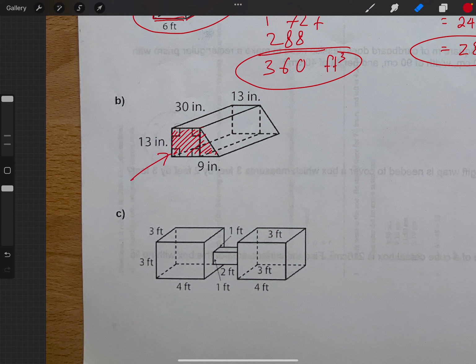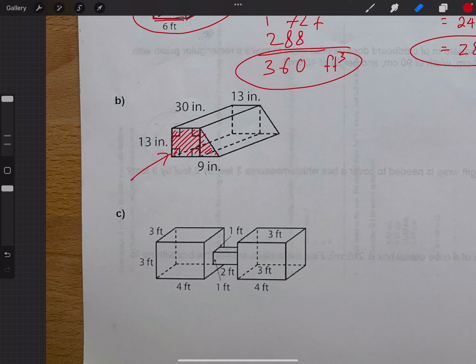Okay, so let's find the area of this, which is, it looks to me like this is 13, which means this must be 13, and this is also given to us as 13, so this is a square. So we can find the area of this square, which is 13 times 13, which is 169 inches squared. Let's just ignore the units for now.